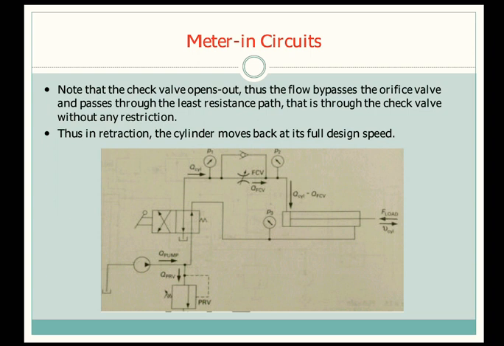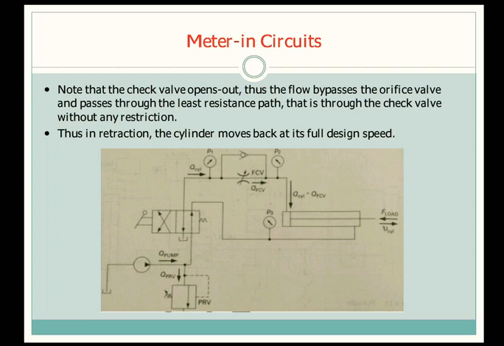Through the flow control valve, the small amount of fluid passes with less velocity, and the check valve will now allow the fluid to pass through it in this direction. So the entire amount of fluid will pass through the check valve, and thus retraction of the cylinder takes place with its highest design speed, that is the speed for which the cylinder was designed, it will move with that speed.